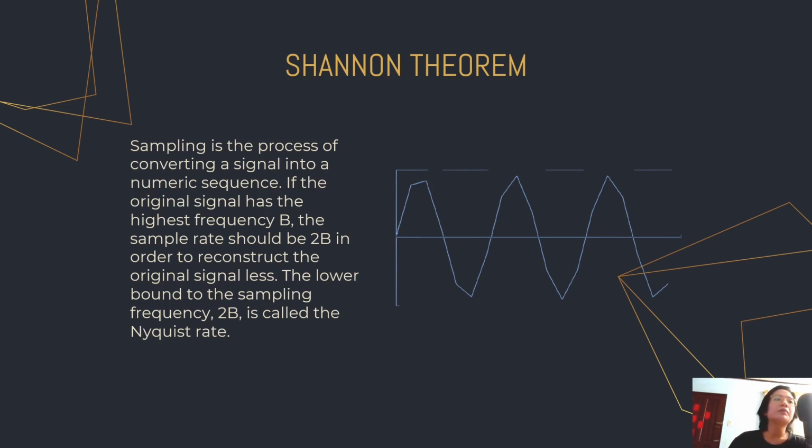Shannon theorem. Sampling is the process of converting a signal into a numeric sequence. If the original signal has the highest frequency B, the sample rate should be 2B in order to reconstruct the original signal. The lower bound to the sampling frequency, 2B, is called the Nyquist rate.